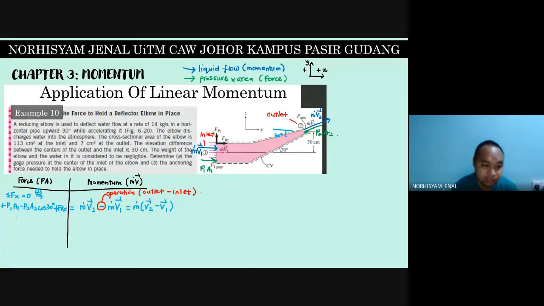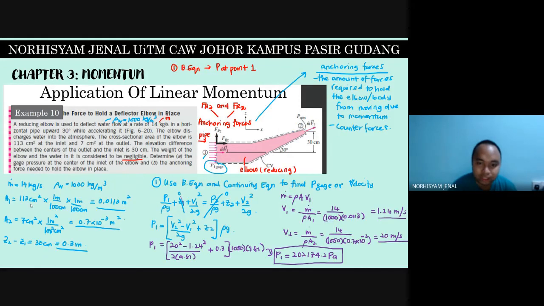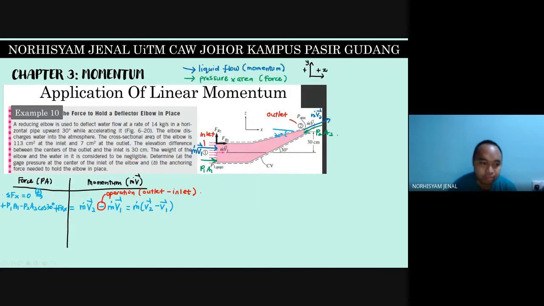Okay, what's the next thing that you have to do? Okay, the next thing is, check from this picture, is there anything that we can cancel out? Okay, P1A1, can you cancel out? No, nothing. P2A2, can you cancel out? Yes. Why? P2 over here, remember from our study of Bernoulli, since this is atmosphere, P2 is equal to 0. So this cancels out and becomes 0.